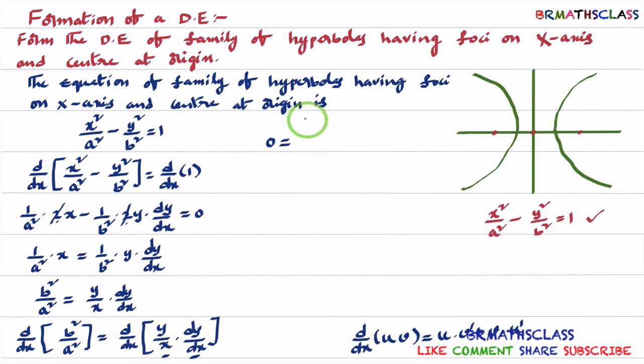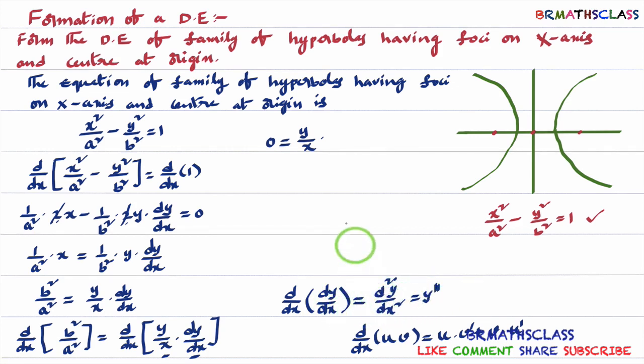So first u means y by x into d by dx of dy by dx. You observe, d by dx of dy by dx is nothing but d square y by dx square. This can be written as y double dash. So here, y by x into y double dash, plus v. V means dy by dx, that is y dash, into d by dx of y by x. I hope you are understanding. I just applied the product rule to this part.